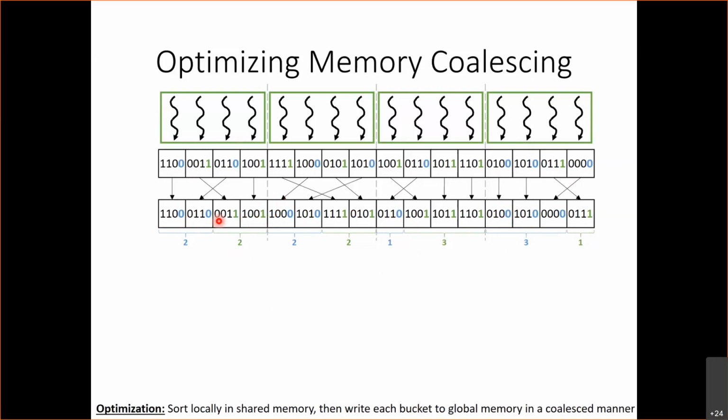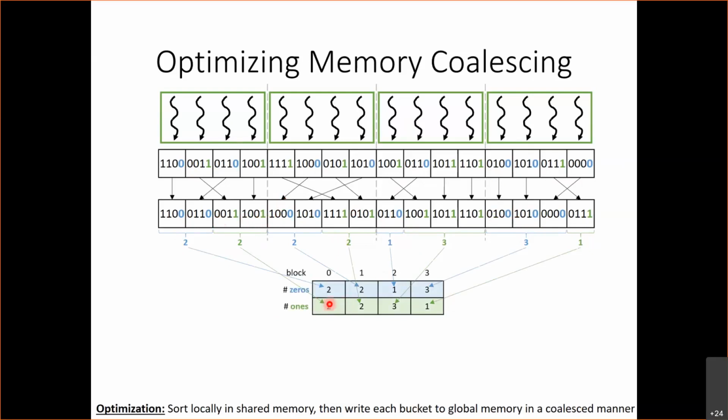So what we can do is take these numbers and store them in global memory. Here I have an array in global memory where, for each block, I have the number of zeros in that block and then the number of ones in that block. For the zeros, I basically want to find the number of zeros in the previous blocks. For the ones, I want to find the total number of zeros and the number of ones in the previous blocks. So what do I do on this array? I just do a prefix sum, or an exclusive sum.